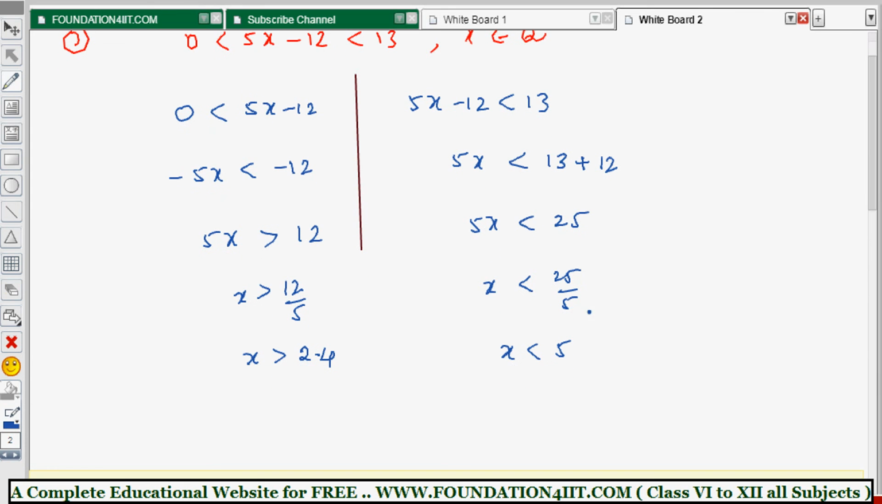Now here x is a rational number. There are no single numbers. Greater than 2.4 means even 2.5, 2.6, 2.41, 2.42, like many infinite numbers. Now the solution set for both combined, we can write like this.